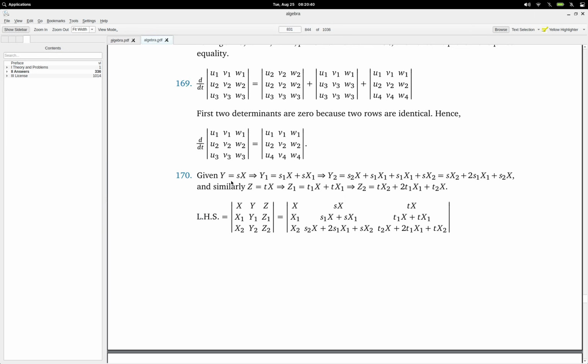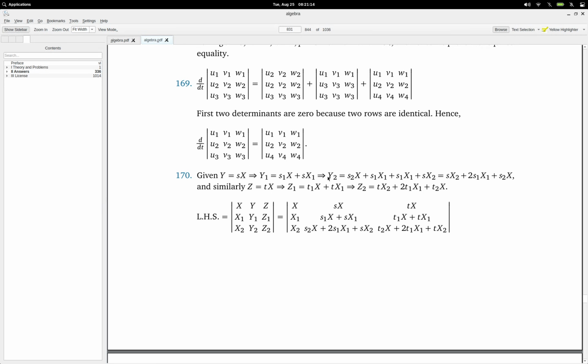So we have capital Y is equal to Sx. So Y1 is equal to S1x plus Sx1. Y2 is equal to S2x plus S1x1 plus S1x1 plus Sx2, that is Sx2 plus 2 S1x1 plus S2x. And similarly, Z will be Tx, Z1 will be T1x plus Tx1 and Z2 will be Tx2 plus 2 T1x1 plus T2x. So our determinant on the left hand side will be this.